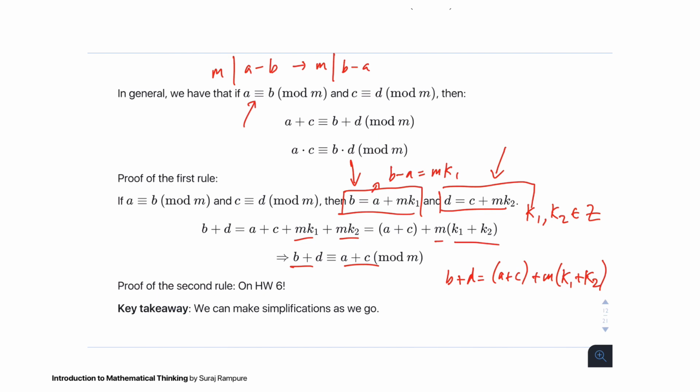Cool. And so the second rule, that the product AC is equivalent to the product BD in modulo m, we'll put that on the homework. Okay? But it's very similar to what you just did here. You would write this relationship between B and A, and also write this relationship between D and C, and you would show that these two products are the same. Sound good?